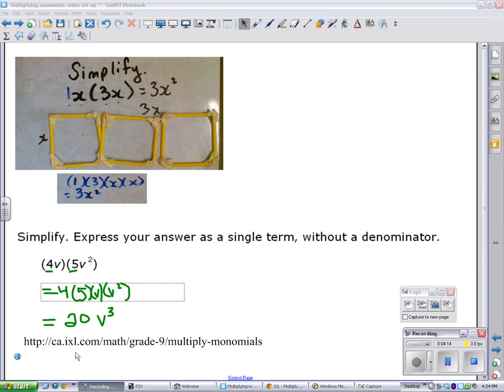So this example came from IXL.com, grade 9, multiplying monomials, and you are welcome to try some of these as well.